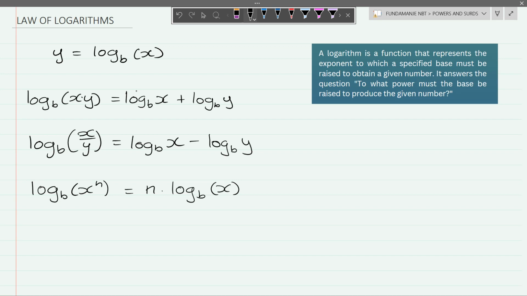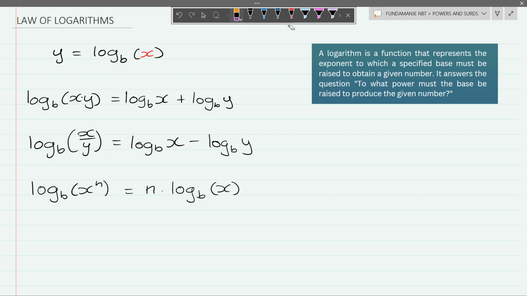And it's important to recognize that logarithms are defined only for positive real numbers, where the argument x, the value inside these brackets, is called the argument, and usually represented by x. We say that the argument of a logarithm must be greater than 0. For base b logarithms, the base b must be greater than 0 and not equal to 1.